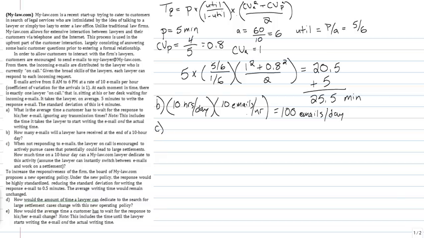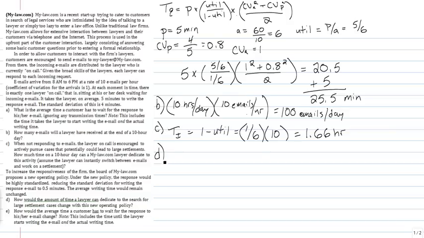Part C asks us to identify the amount of idle time the lawyer could spend pursuing his leads. We know that the utilization is 5/6, so the idle time is equal to 1 minus the utilization, or 1/6. Multiply that times the 10 hours in a day, and we get that the lawyer has 1.66 hours of idle time per day, or 1 hour and 40 minutes that he could spend generating leads.